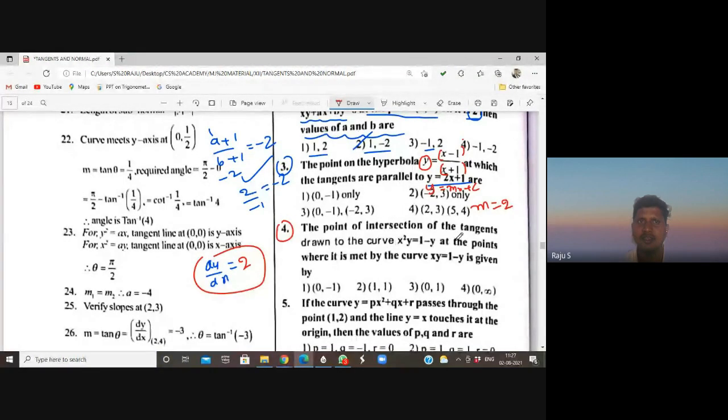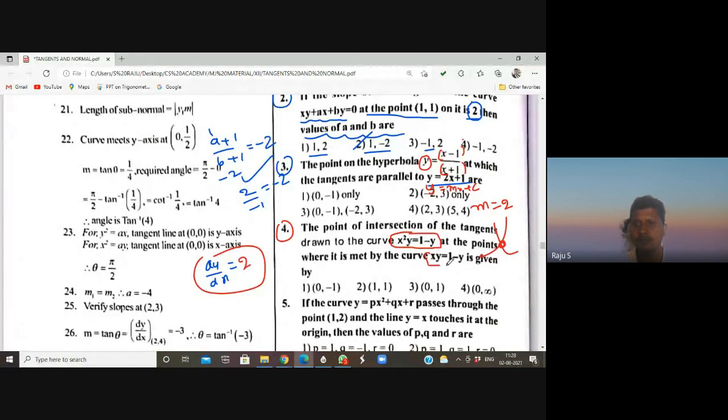The point of intersection of the tangents drawn to the curve at the points where it is met by the curve is given by. See, students, which of the following options satisfy both? Because when we solve these two equations, we are going to get a common point. For example, this equation of the curve is like this, another curve is like this, and we get a point. What is the common point here? Which of the following points satisfies both the equations?